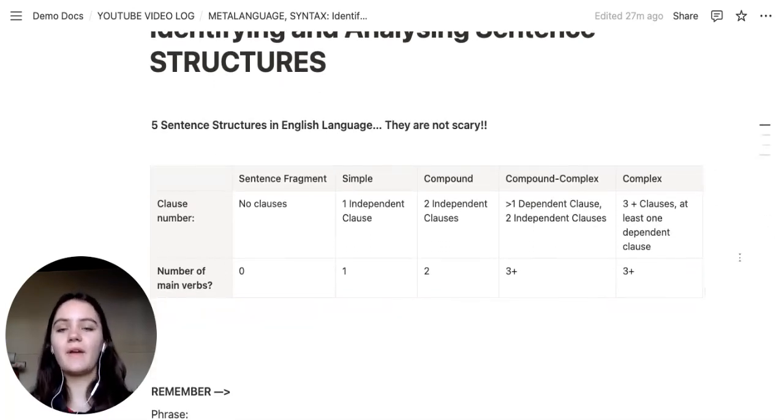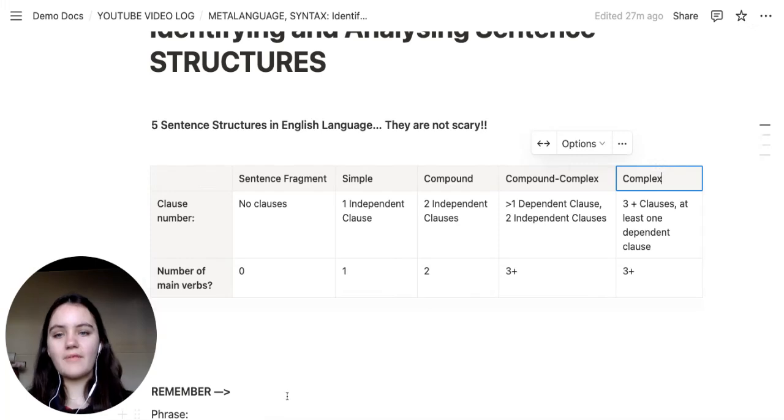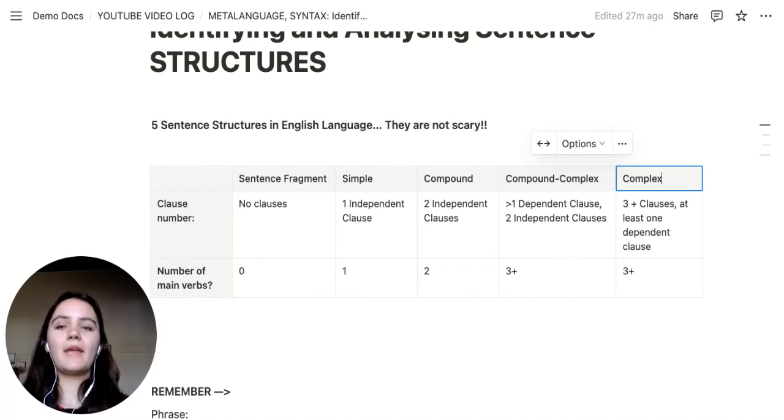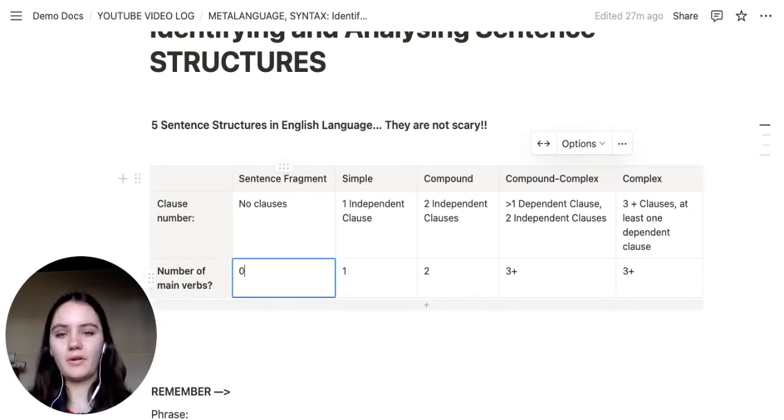Here's a quick rundown of our different sentence structures or how we think about them in English language. So we have a sentence fragment, we have a simple sentence, a compound sentence, compound complex, and then a complex sentence. I've arranged them left to right in order of almost difficulty or complexity in a way. Now, this is a quick recap. Hopefully you should be all on top of it. But for a sentence fragment, we have no clauses. It's essentially not a sentence at all. That's why it's a fragment. This means that when we think about it, the number of main verbs we have or the subject to verb pairing, grouping will be 0. And I'll break that down further along in the lesson.